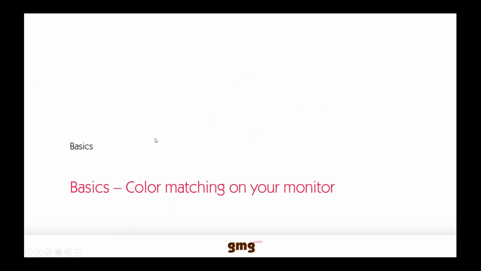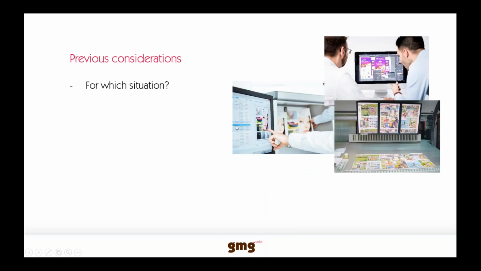So let's talk about the basics and how to set up your monitor, or what is important if you want to do color matching on your monitor. Firstly, you should ask yourself for which situation you want to set up your soft-proofing system or your stations. So is it more in your repro level where you want to compare proof and monitor, or is it on the operator screen, or is it really on the press? Therefore, you have different quality levels, and you have to think about the implementation.